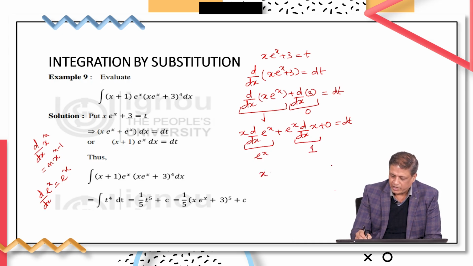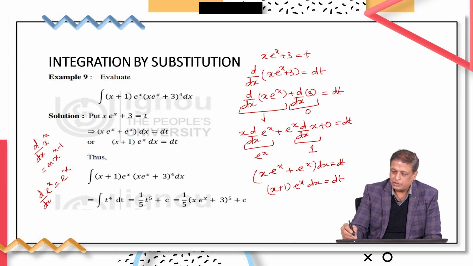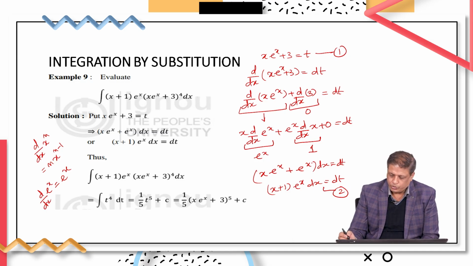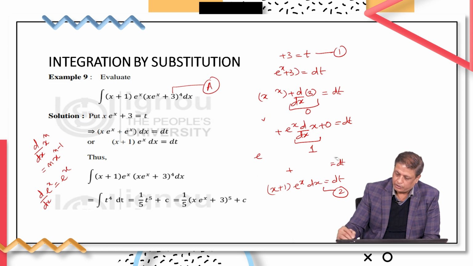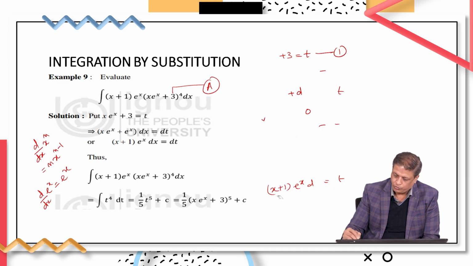So, entire answer is x into e to the power x plus e to the power x into dx is equal to dt. So, that means x plus 1 into e to the power x dx is equal to dt. Now, we got this as equation number 1 and this as equation number 2. Now, using equations 1 and 2 in equation number A, what are we going to get? I hope you understood how we derived equation number 2. Now, let us apply equation number 1 and 2 into equation number A, and what we are going to get is this.